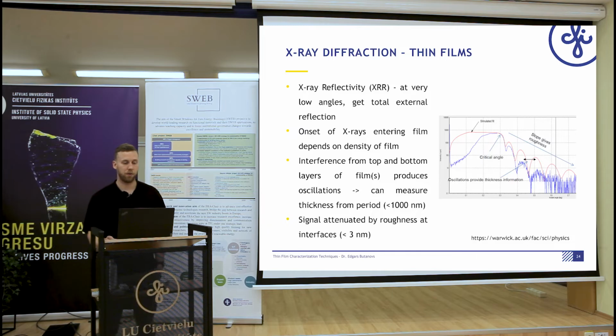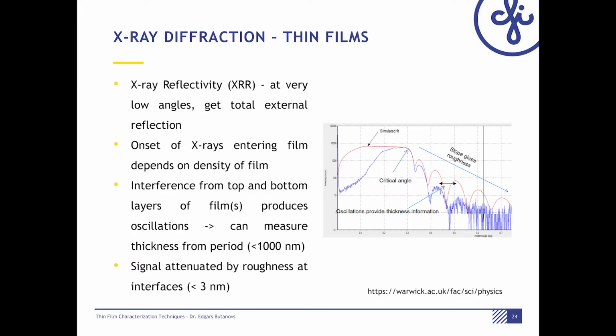You can also perform X-ray reflectivity measurements at these very low angles. When you get total external reflection, the onset of X-rays entering the film will depend on the density of the film, and interference from the top and bottom of your film layer produces oscillations. So you can measure thickness for your thin film. Usually it needs to be below, let's say, 1 micron thick. As well, you can get some information about the roughness, since it attenuates the signal.